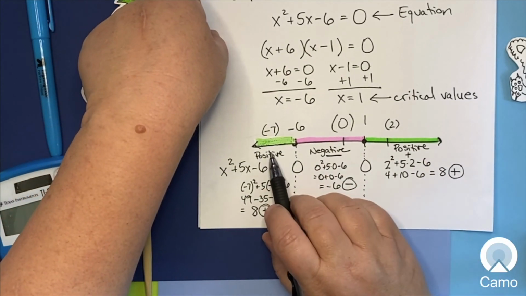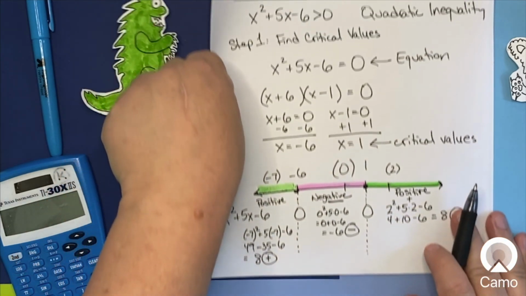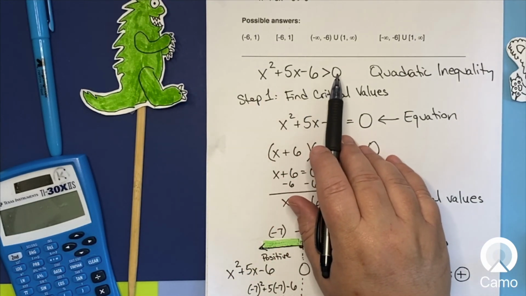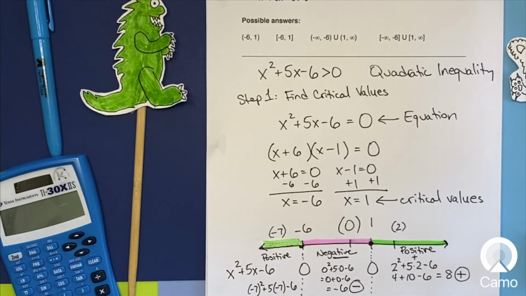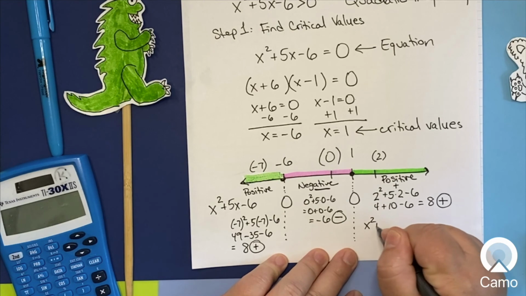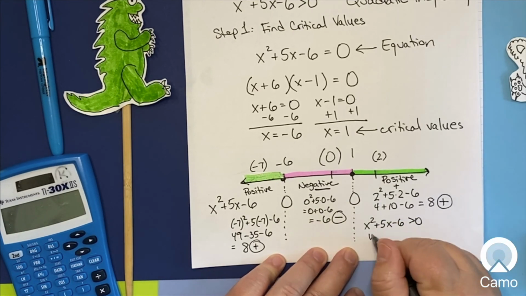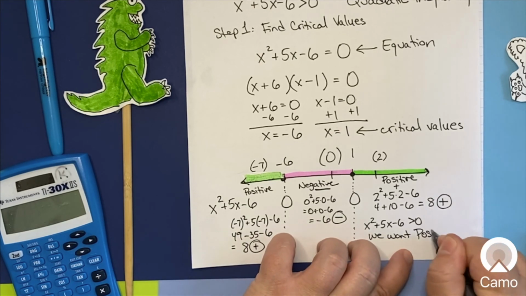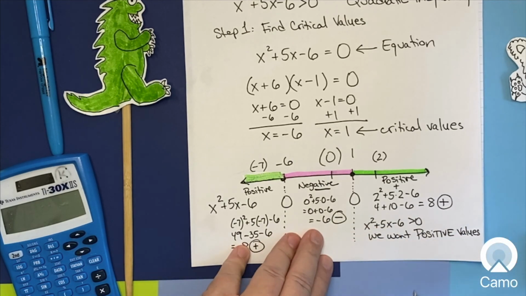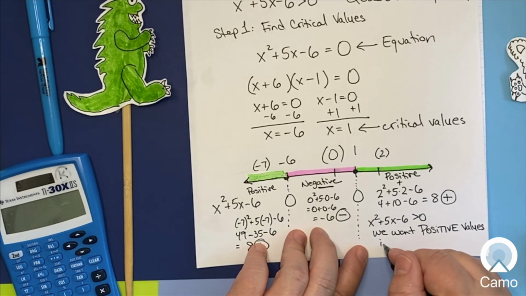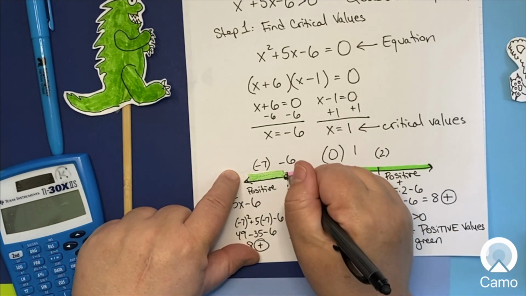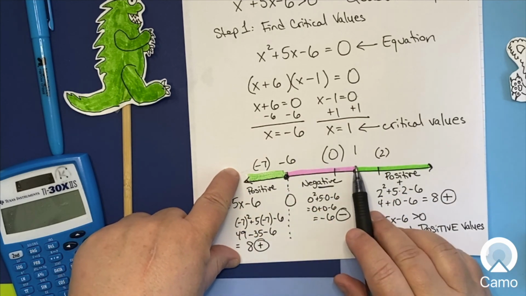Okay, so I've got positive values here, negative values here, positive values here. So now we go way up to the front, and we go, okay, I want this expression to be greater than 0. So, what are we looking for? If I want x squared plus 5x minus 6 to be greater than 0, we want positive values. So we're looking for the green. So the green sections are everything to the left of -6 and everything to the right of 1.